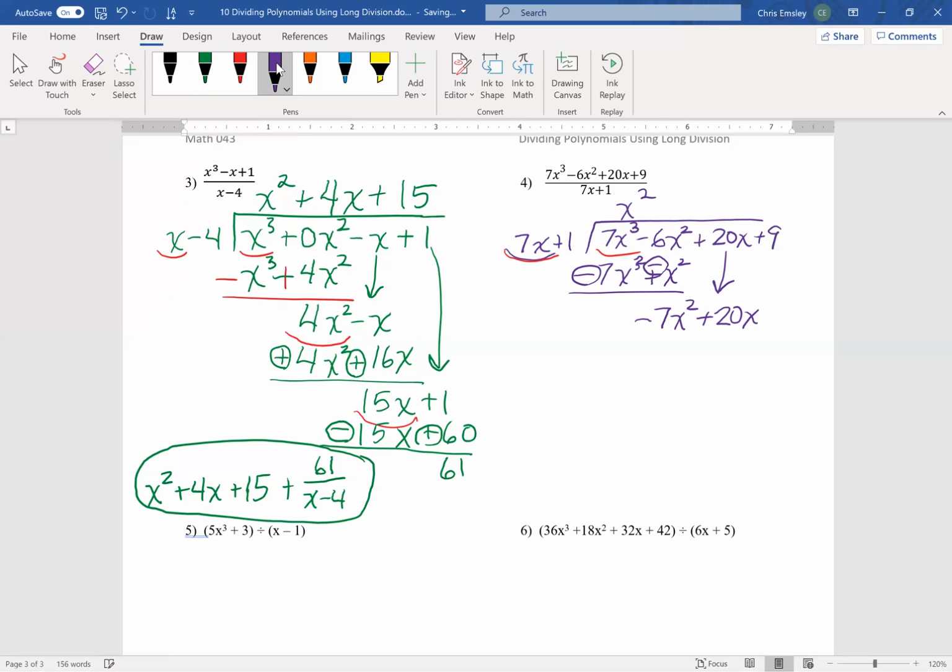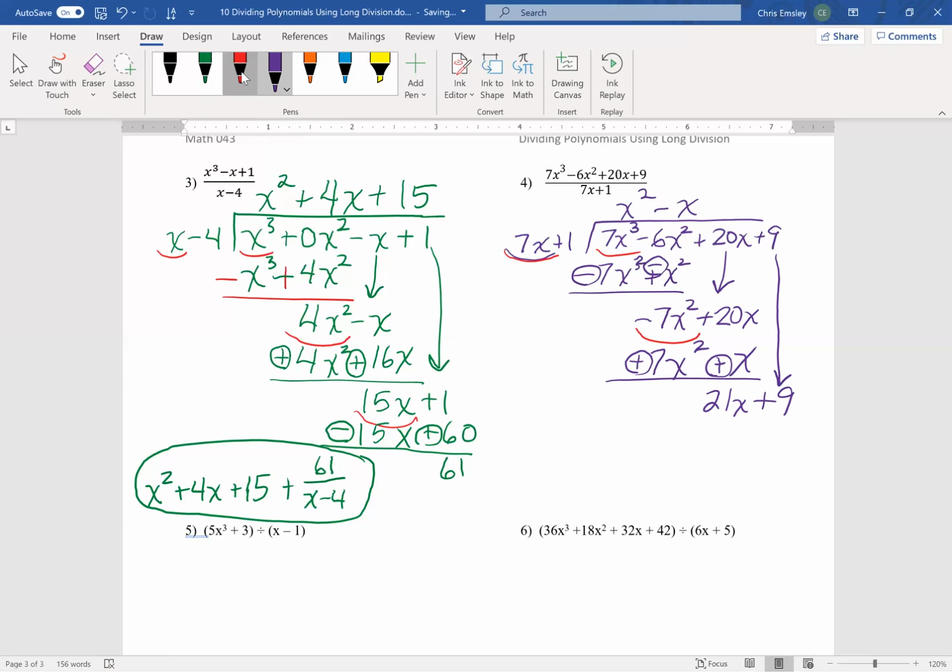What would I multiply 7x by to turn it into negative 7x squared? Well, it would need a minus x. Distribute that down. Draw your line and change your signs. The first terms cancel out. 20x plus x is 21x plus 9. Bring down that last term.